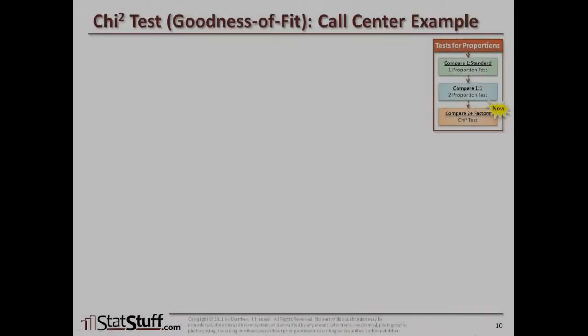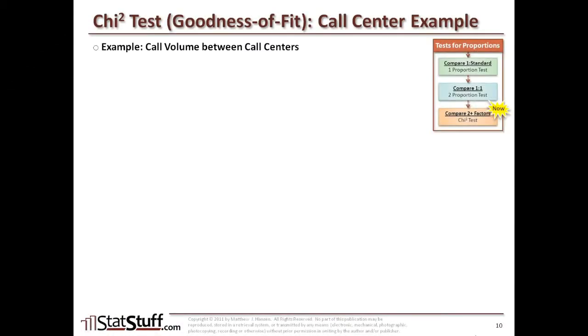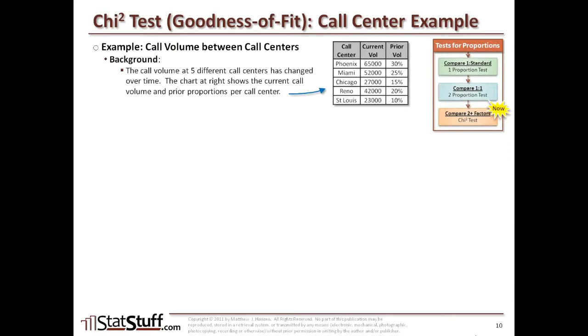Now let's go through a more practical example of applying this test at a call center. In this call center example, we're going to look at call volume between different call centers. For the background, we'll say that the call volume at 5 different call centers has changed over time. So we're going to have this type of chart that shows the change, and we're going to compare the differences.